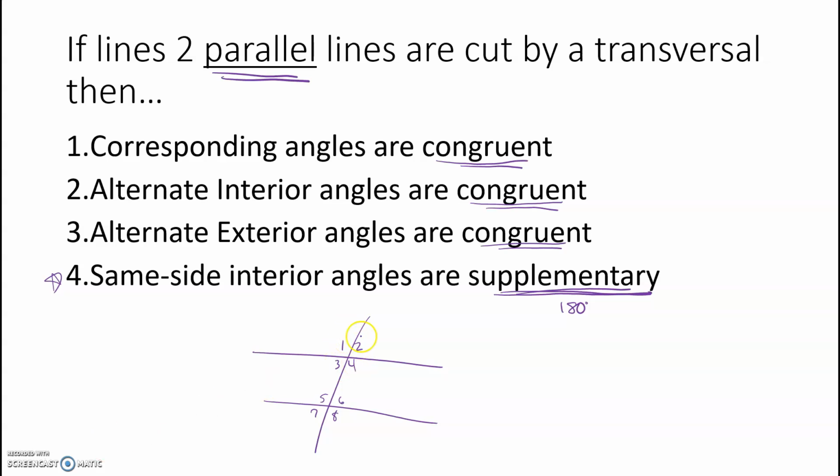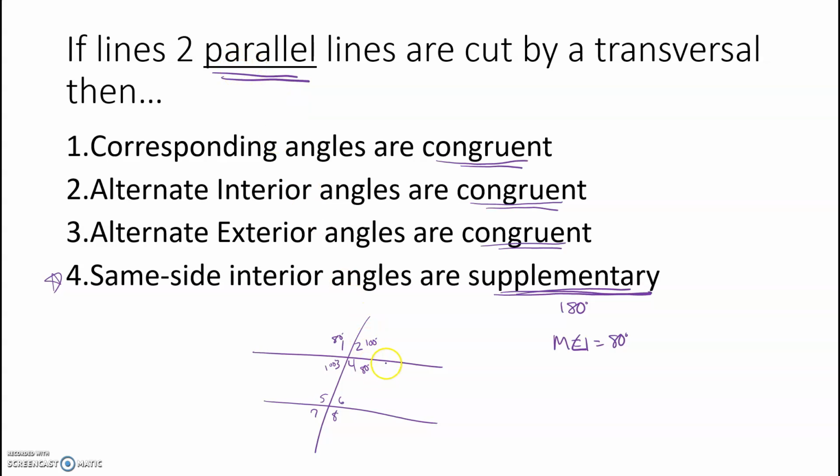Even if I told you the measure of angle 1 was 80 degrees, well, you could tell me vertical angles. Angle 1 is 80, so angle 4 is 80. You could tell me linear pairs add up to 180, so 1 and 2 should add up to 180. So this one has to be 100, which makes angle 3 100. But that's all you could tell me based on what we've learned so far.